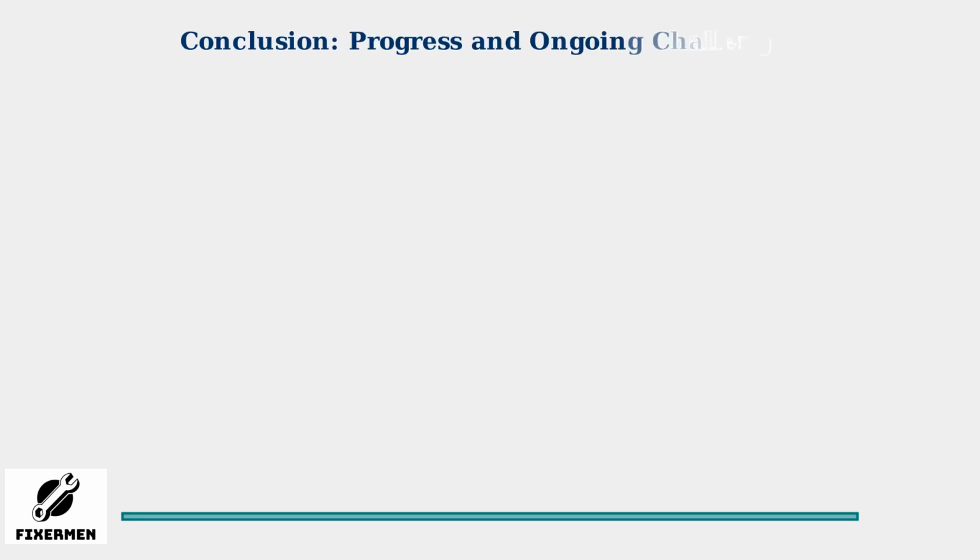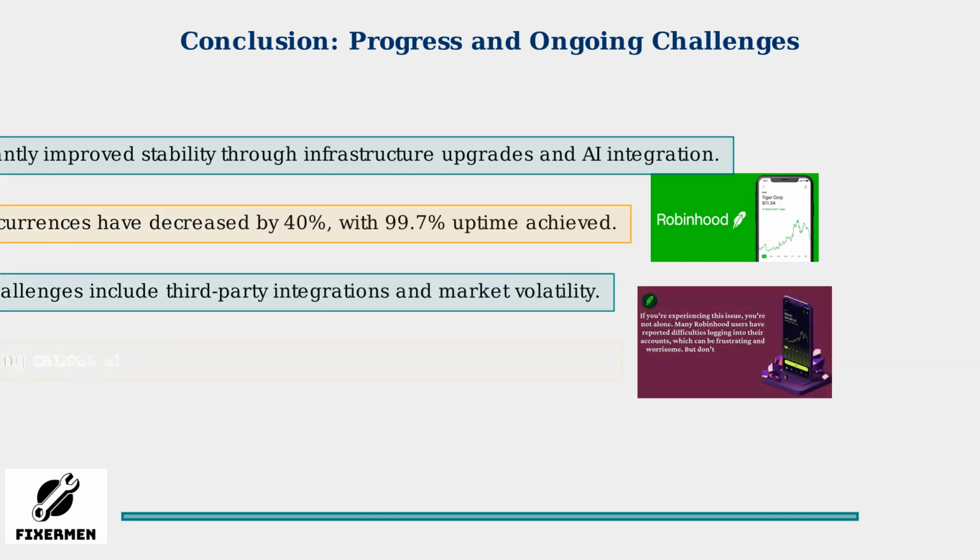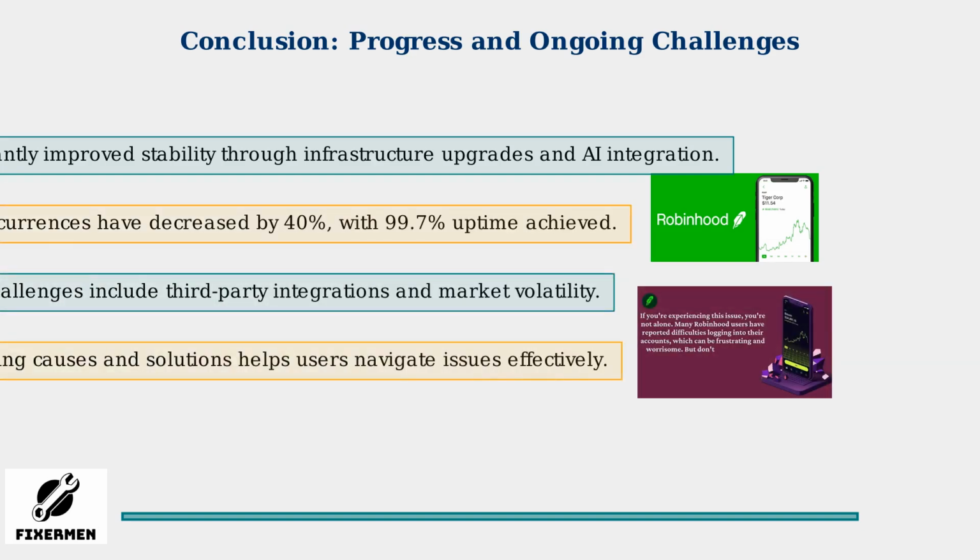While Robinhood has made significant progress in reducing Error 500 occurrences through infrastructure upgrades and AI integration, ongoing challenges remain. By understanding the causes and solutions, users can better navigate these issues and continue trading.